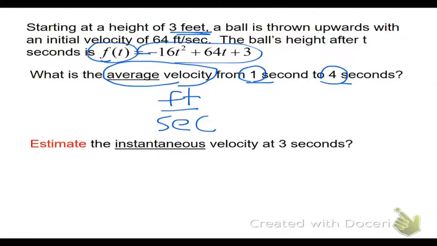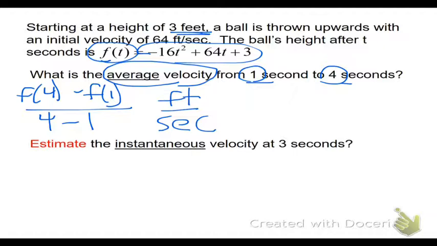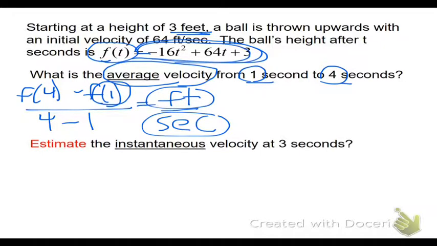So in short, to find the average velocity here, it's going to be f of 4 minus f of 1 all over 4 minus 1. Because the units would then give me the change in feet over the change in time. So you now have to plug the 4 into the equation up here to find the ending height. Plug the 1 in for time up here to find the beginning height. And then find the change in distance over time.